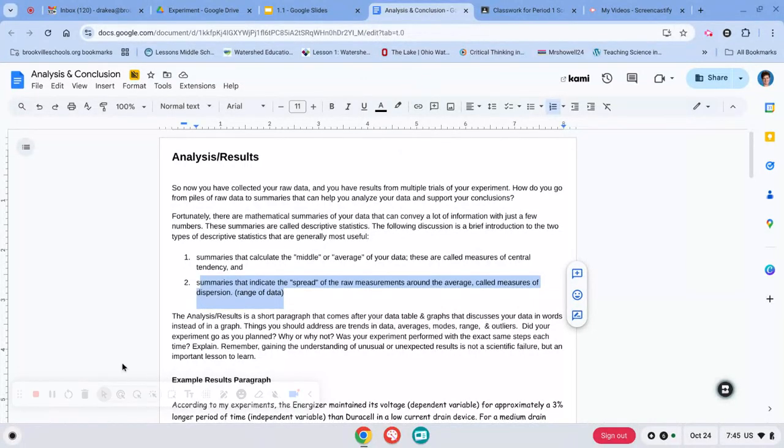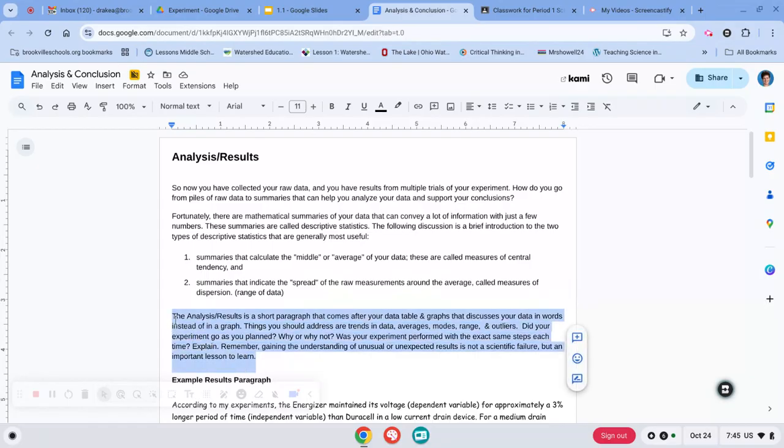So this is a little mathy, okay? If you take a look at this last paragraph here, it says the analysis is a short paragraph that comes after your data and graphs that discusses your data in words instead of a graph. Things you should address are in the data are averages, we just talked about it. Mode is the most common number, like if you see 1 three times, okay? Range is the spread from smallest to biggest, and an outlier is a number that is weird.